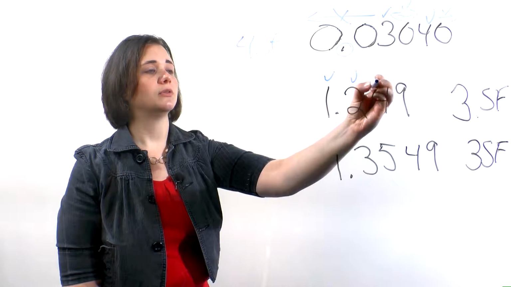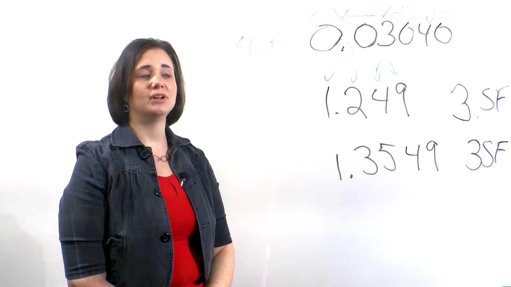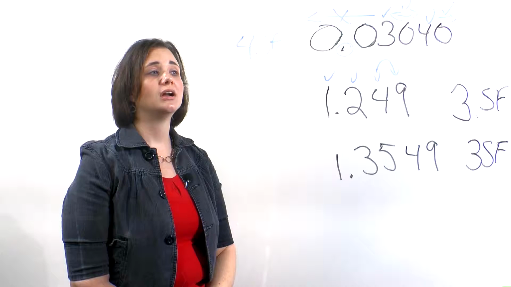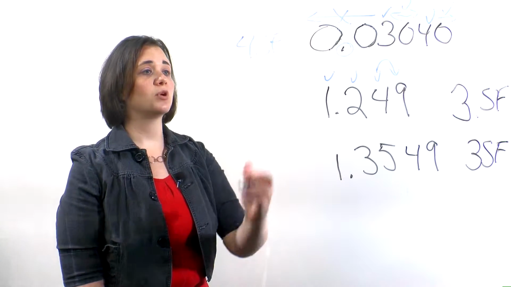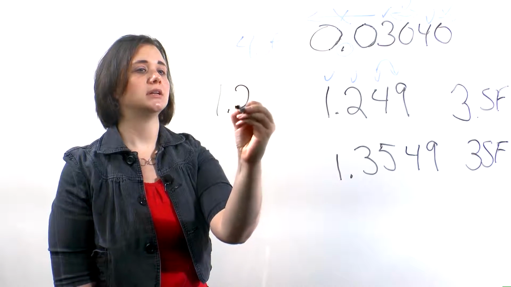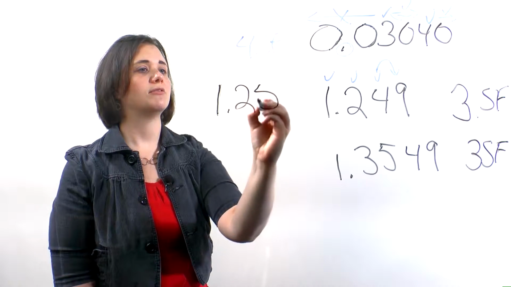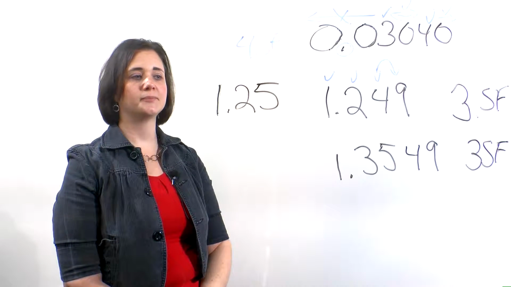1, 2, 3. I look at the number next to it and decide whether or not to round up. If that number is 5 or more, I round up. 9 is definitely more than 5, so this is going to become 1.25 for my 3 sig figs.